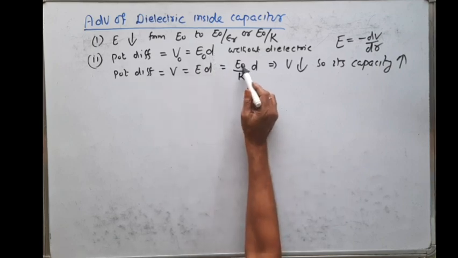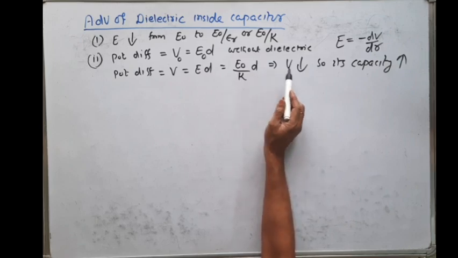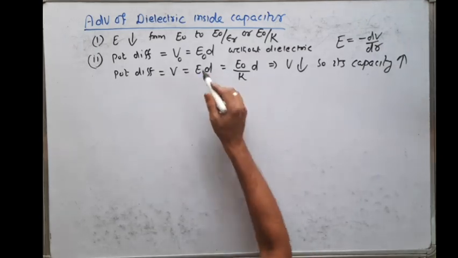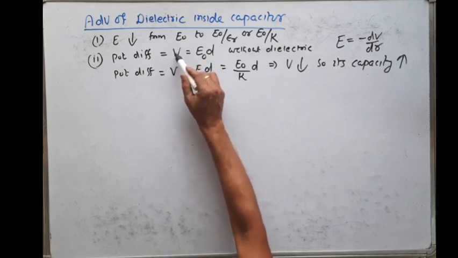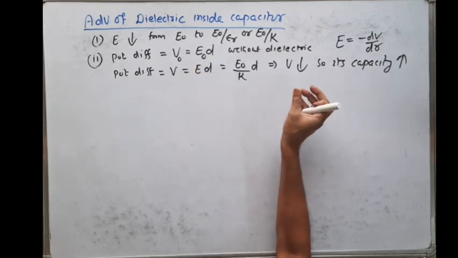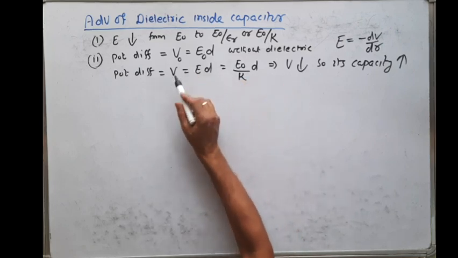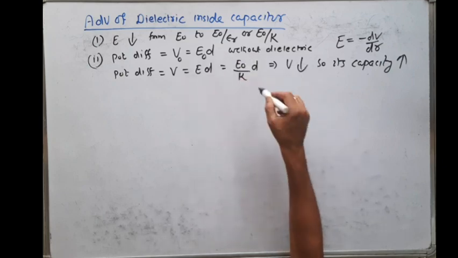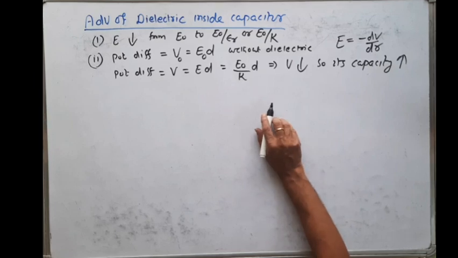With dielectric it is E naught by K. But here what happens? The potential difference now decreases. Initially there was only air, and at that time the potential difference between the two plates was V naught. But when we add some extra dielectric medium other than air, the net potential difference decreases. If the net potential difference decreases, that means the arrangement can store more charge. That means its capacity increases.